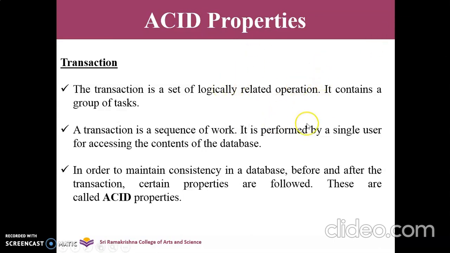There are many operations performed by a user for accessing the content of a database, but we have to maintain the consistency of our database before and after the transaction. Consistency means balance, steadiness, or correctness. The ACID properties provide a mechanism to ensure the correctness of our database.